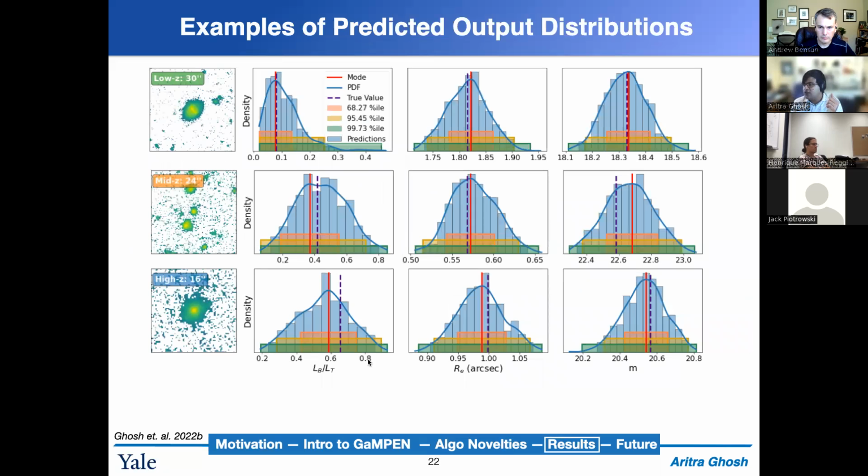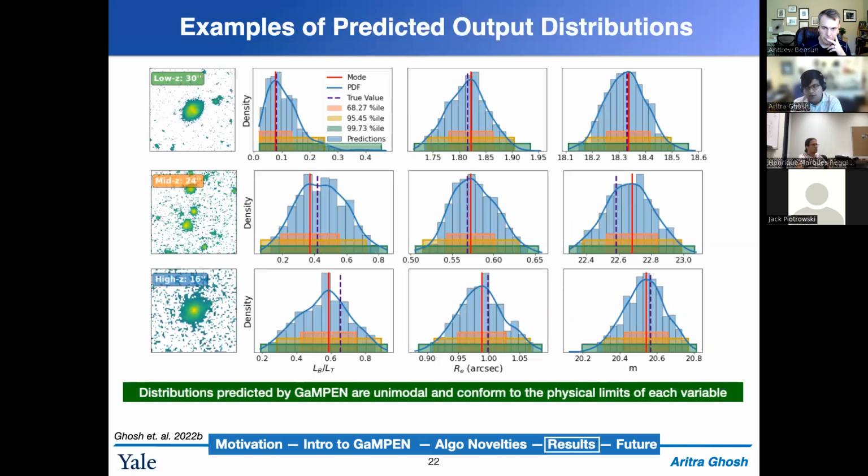In the 3 rows here, I'm showing you a randomly chosen galaxy in the lowest redshift bin, the middle redshift bin, and the highest redshift bin. The left column is the prediction of bulge to total distributions. The middle column is the effective radius, and the right column is the magnitude. As you can see, all the distributions in this plot are predicted by GaMPEN. They're unimodal, they look like regular distributions, and they also conform to the physical limits of each variable.